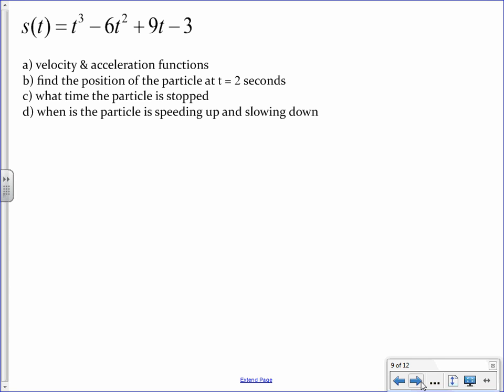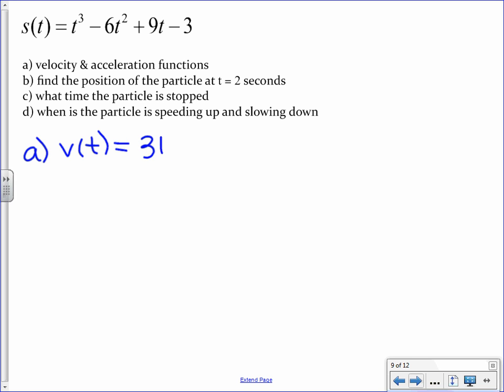Okay, so let's look at this. Here I have this nicely laid out for us. Our function is t cubed minus 6t squared plus 9t minus 3. I have things asked in a certain order. First, let's find the velocity and acceleration functions.